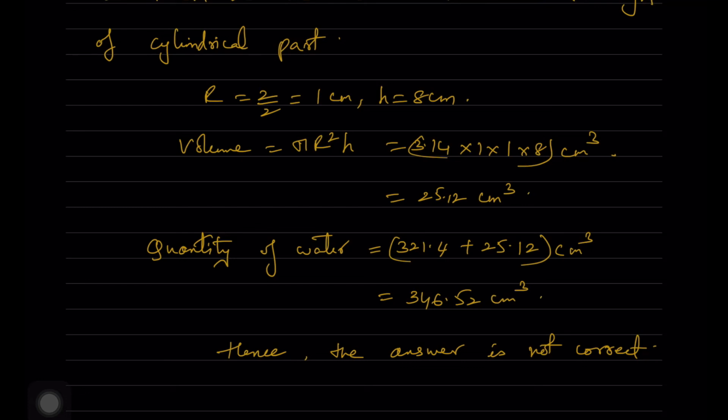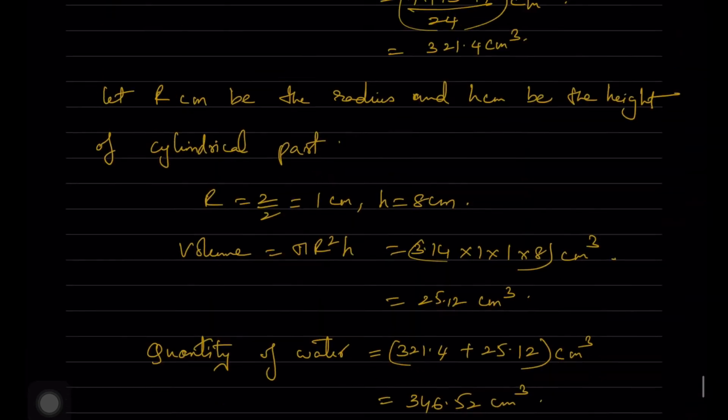So now here this child finds out, by measuring the amount of water it holds, the volume to be 345 centimeter cube, but we found it to be 346.52 centimeter cube. Hence the girl is not correct. It's not 345 centimeter cube, it is 346.52 centimeter cube.